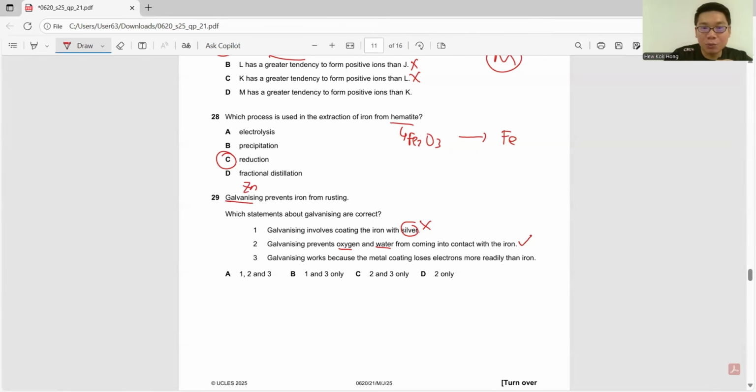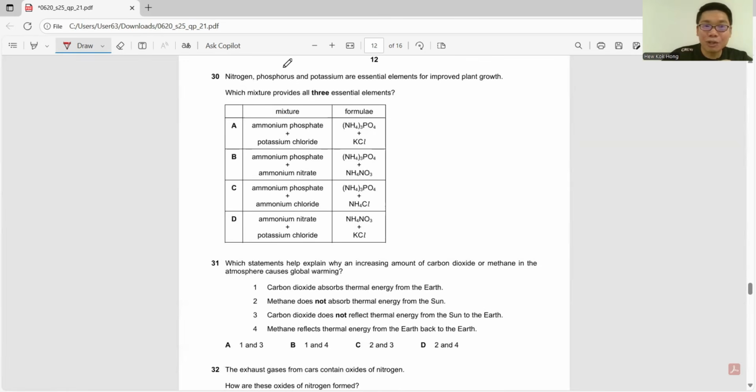Number 3, galvanizing works because the metal coating loses electrons more readily than iron. Loses electrons means form cation. So yes, it will sacrifice first. So it's C. 30. Nitrogen, phosphorus, and potassium are essential elements for improved plant growth.